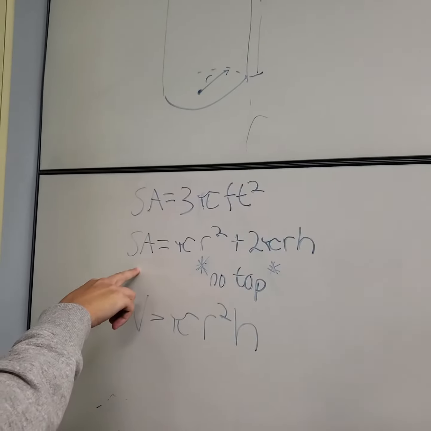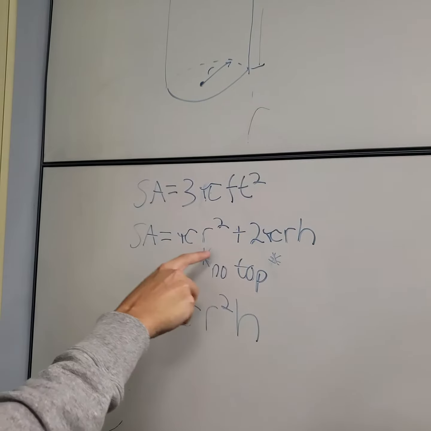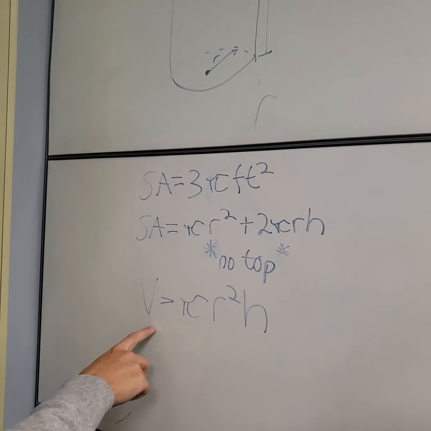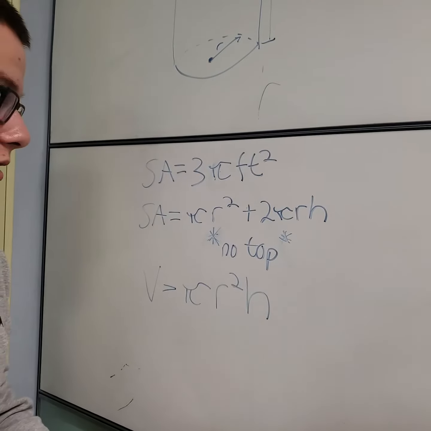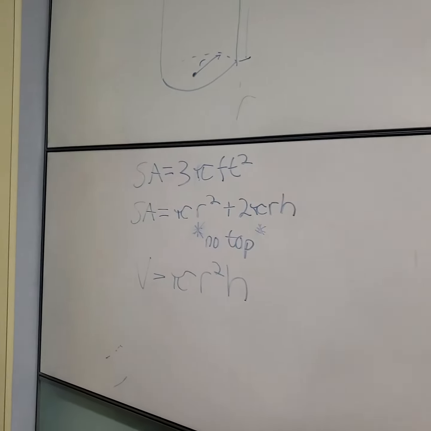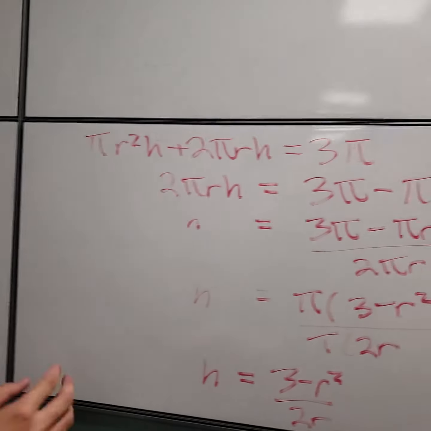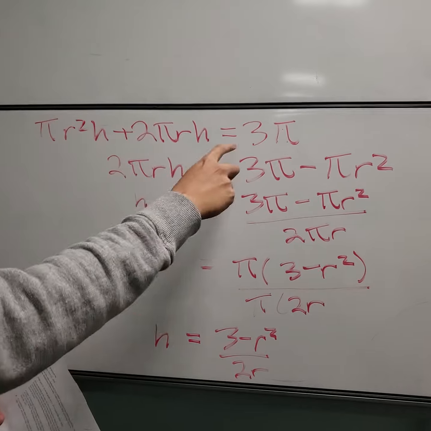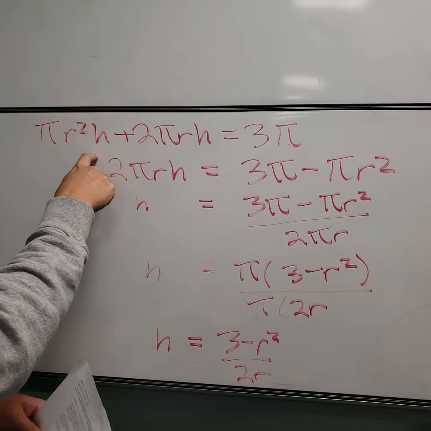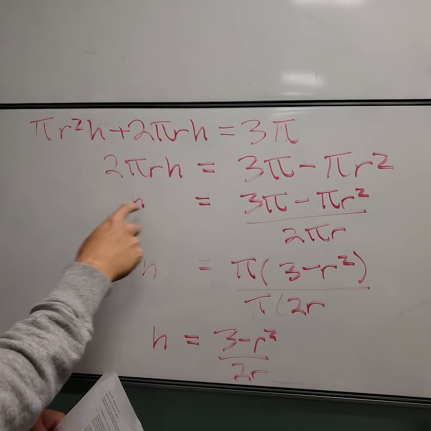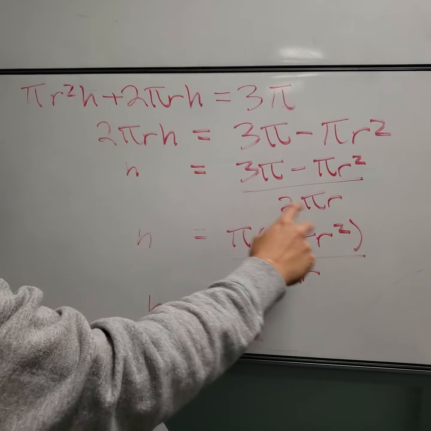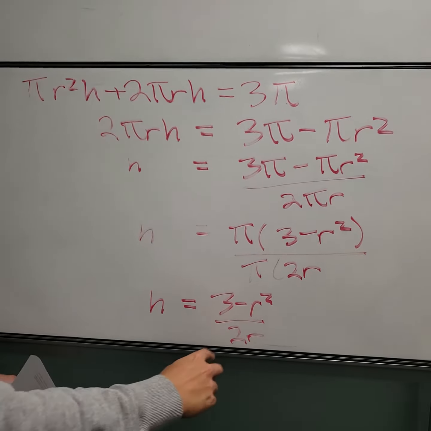So we know our surface area without a top is just pi r squared plus 2 pi r h. And we know our volume is pi r squared h. Now first we want to find an equation for either h or r. We decided to go with h, and we plugged in 3 pi equal to pi r squared plus 2 pi r h. Solve for h, and we got h equals 3 minus r squared over 2r.